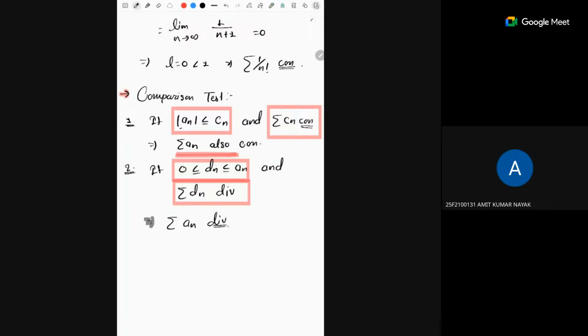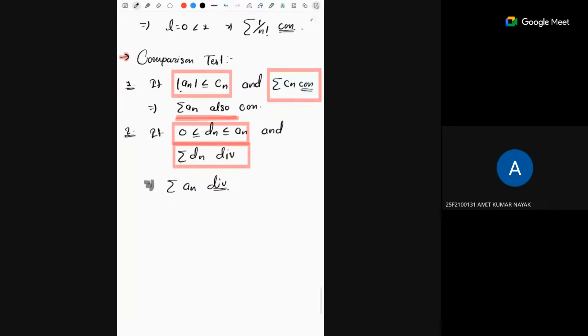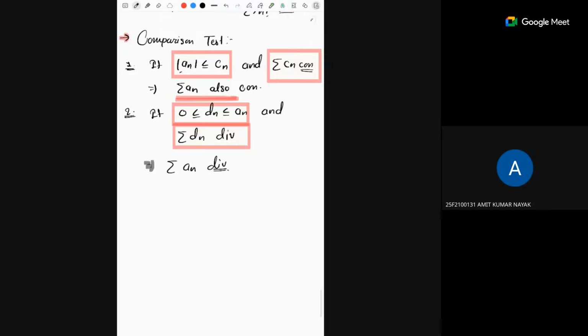Okay, so this is known as the comparison test. But the comparison test is a bit difficult to apply because here we should guess what series will work as our c_n and what series will work as our d_n. So that's why it's a little tough to apply. But you can apply it whenever you have a polynomial type of series. So this test is useful if you have this type of series.